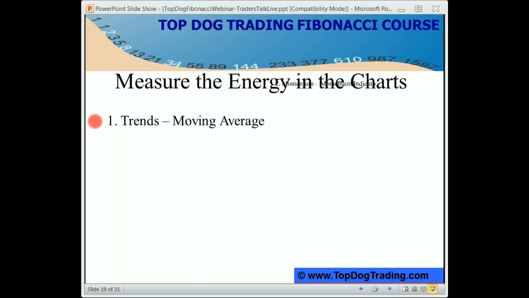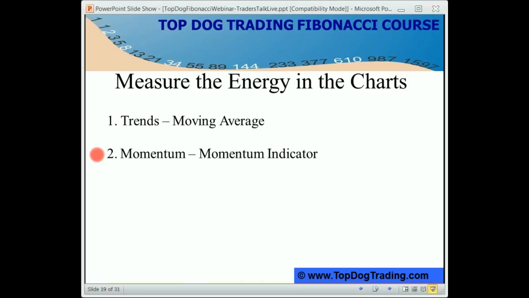The first thing I look at is trend, and I use a moving average for that. What's the direction of the market? So we want to trade in the direction of the trend early in a new trend because that is where our best reward to risk ratio is.